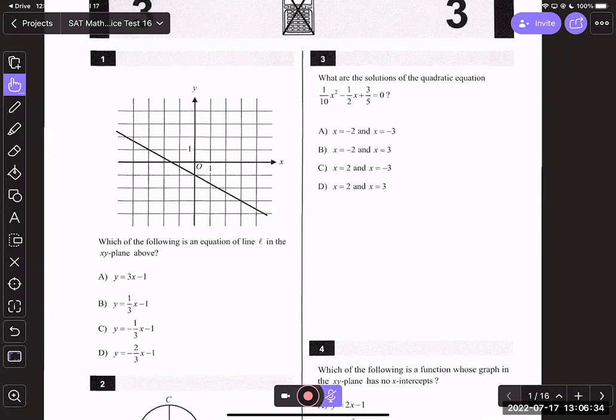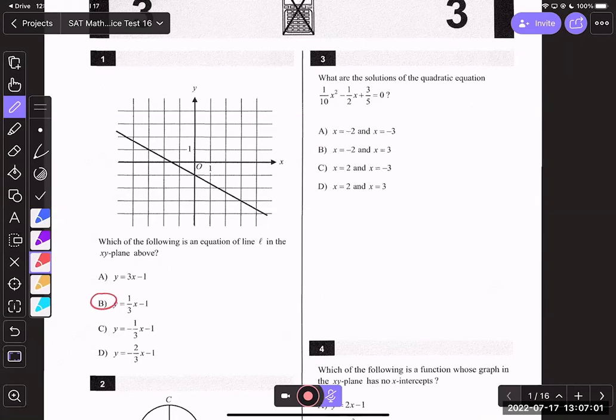Which of the following is an equation of line L in the xy plane above? It has a slope of negative 2 over 3. Okay. The y-intercept is negative 1, so it'd be B. Did you say B? D. This one? No. Oh, D? Did you? Yeah. Okay, good.